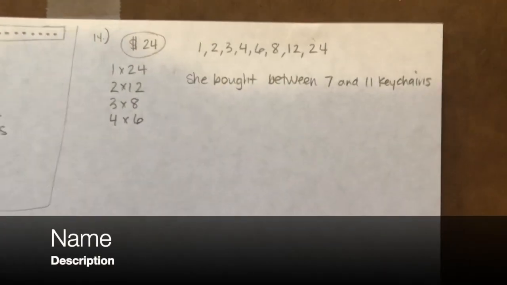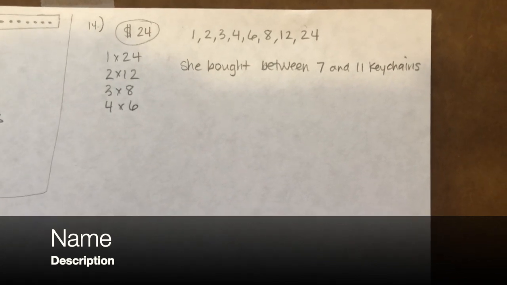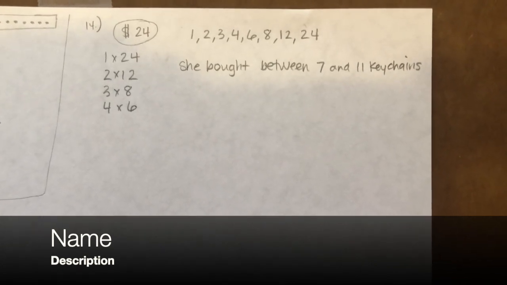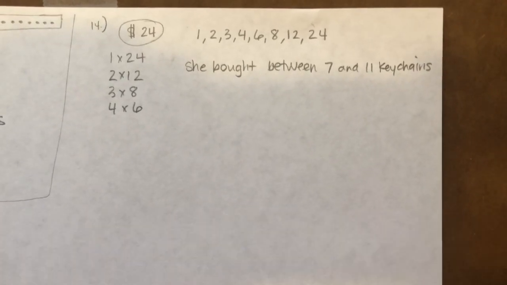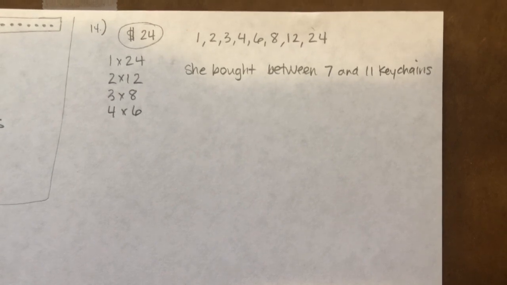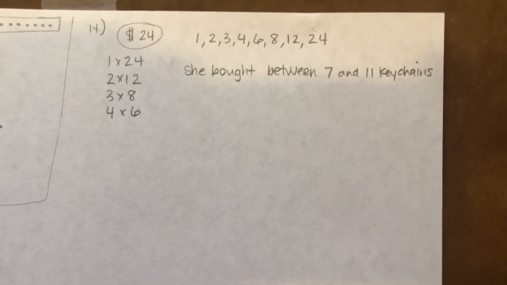All right, number 14. Number 14 says, Ella bought some keychains and spent a total of $24. Each keychain cost the same whole dollar amount. She bought between 7 and 11 keychains. How many keychains did Ella buy?